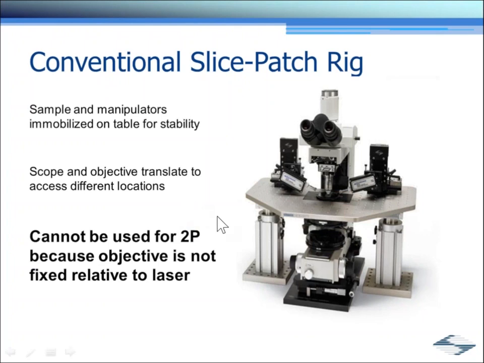However, because the microscope moves, it cannot be used for two-photon imaging, because the two-photon laser would be coupled into the microscope, and then as you translated, the microscope optical path would be off-axis of the optical path of the laser. So that would not work for two-photon imaging.